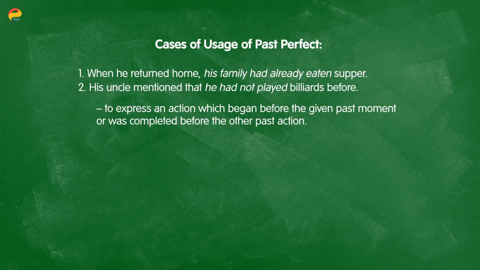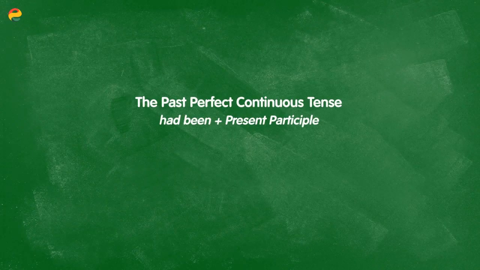Here, past perfect tells us that the action happened before the given moment in the past, or was completed before this given moment in the past. So, basically, it's just like present perfect, but in the past. The past perfect continuous tense, formed by using had been and the present participle, remember the ing form, is used a little bit differently, but is very similar to the present perfect continuous tense.